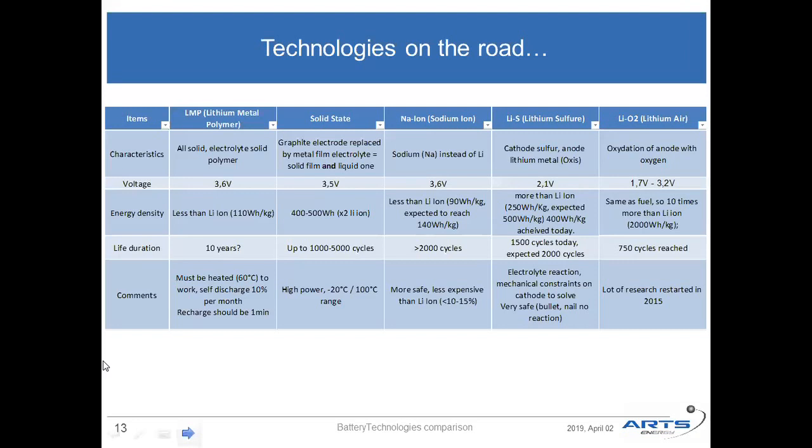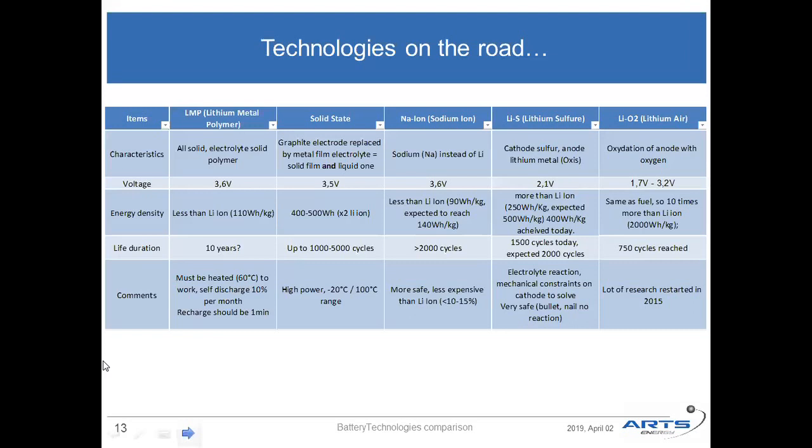Then we have lithium sulfur. Lithium sulfur is another type of product, and the voltage is quite different. It's a little lower than lithium ion, but the energy density should be higher than the lithium ion we have today, and the cycling too. The main drawback today is that the reaction is not yet completely managed. So this technology is today in samples for small capacities, and it will be developed in the coming years to be more mature and reach a production phase.